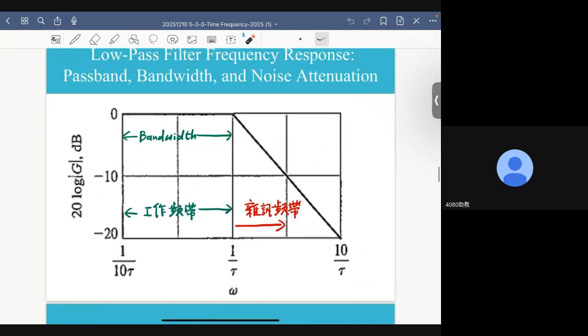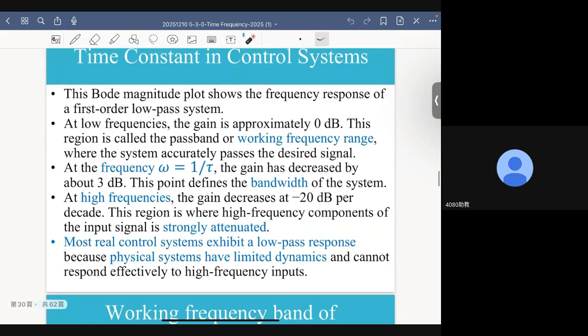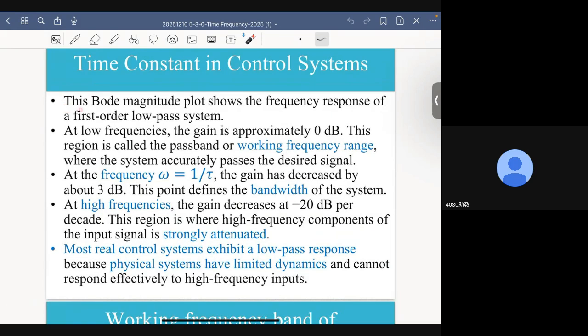So in this case, we can think of bandwidth, this portion of the frequency band, as the pass band, okay? And for this part, this frequency band is for noise attenuation. Now, the above Bode magnitude plot shows the frequency response of a first-order low-pass system, all right? Now, at the low frequencies, the gain is approximately 0 dB, right?